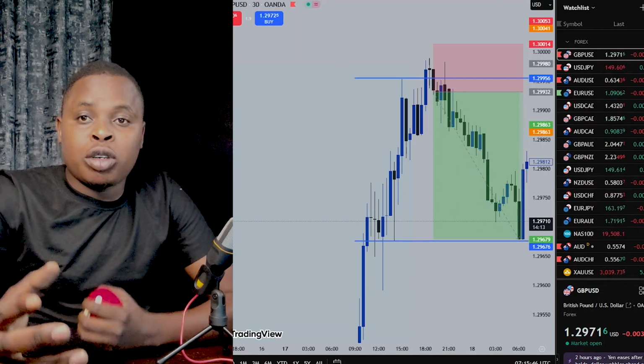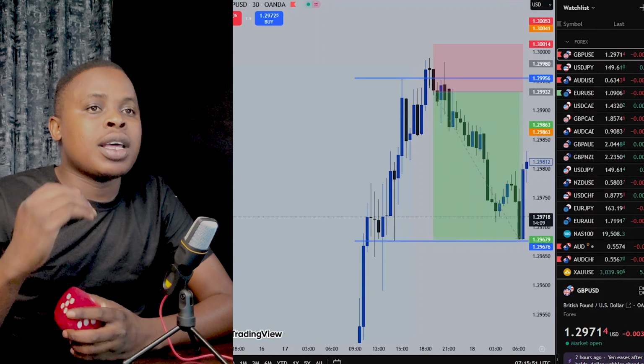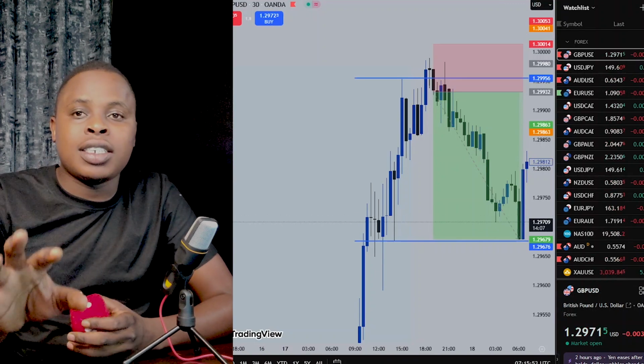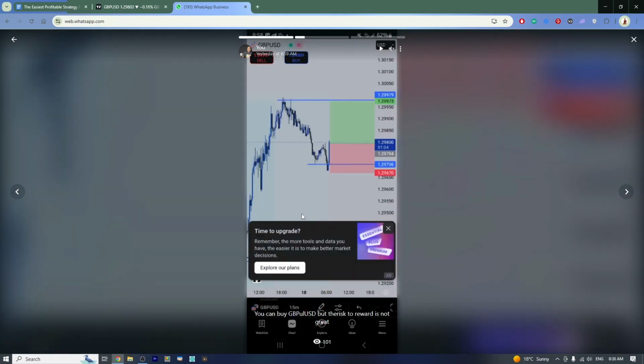The strategy that I'm about to show you right now is so simple that any beginner trader can use it. This is the strategy that I used to send all these signals on WhatsApp, and I'm still using it. So if you are seeing these signals on WhatsApp, just know that this is the strategy that we are currently using.